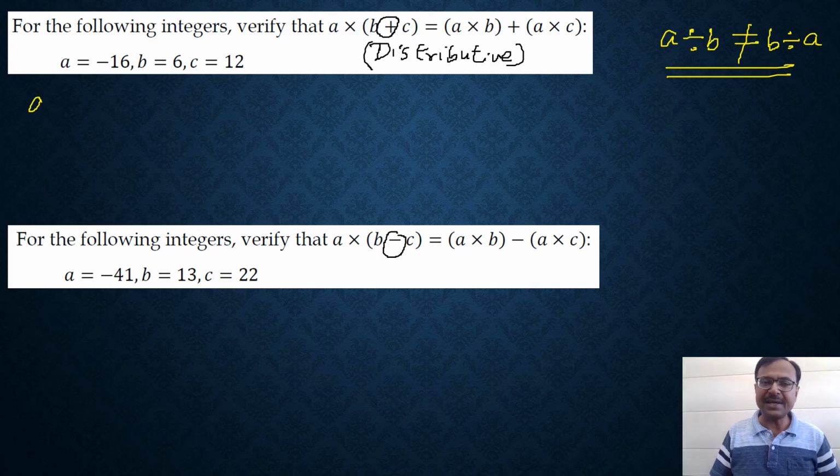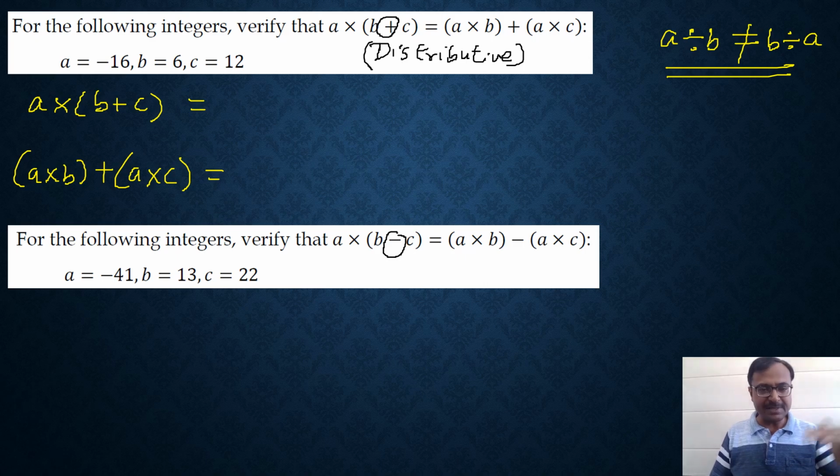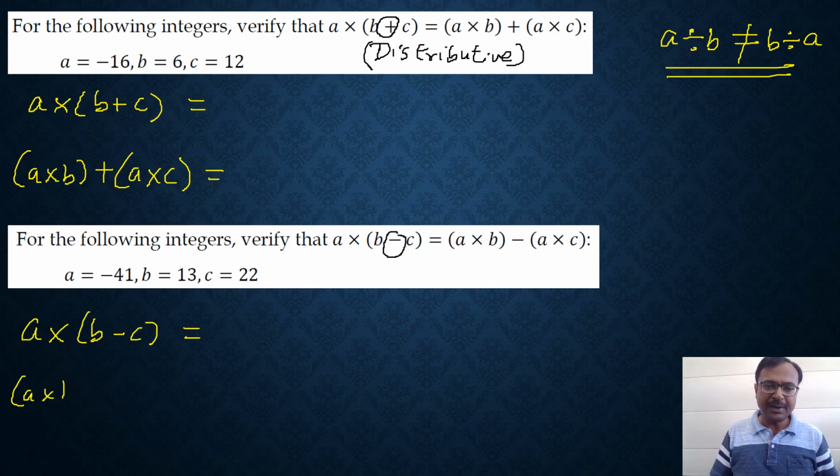So the left hand side is A into B plus C, and the right hand side is A into B plus A into C. Likewise, in the other question where there is a minus sign, we have to calculate A into B minus C, and then A into B minus A into C.